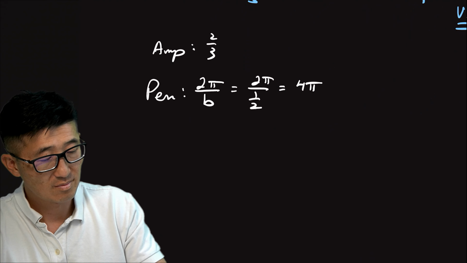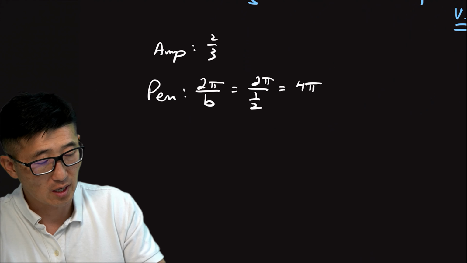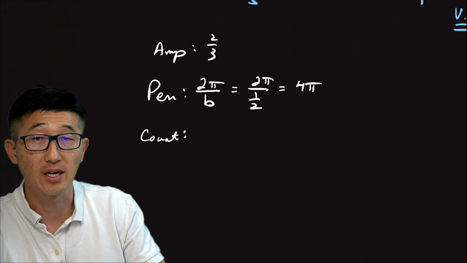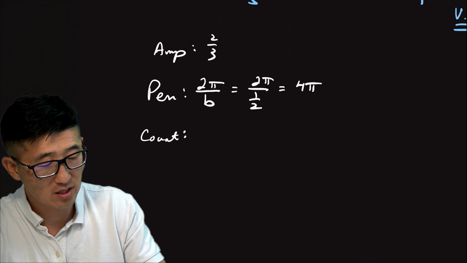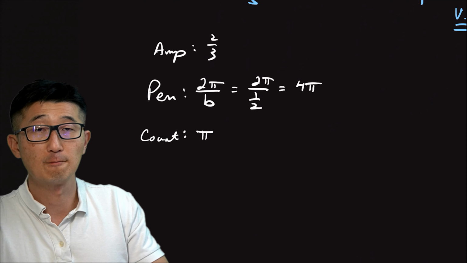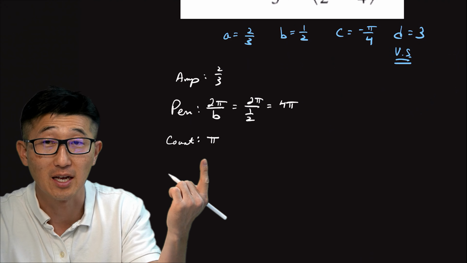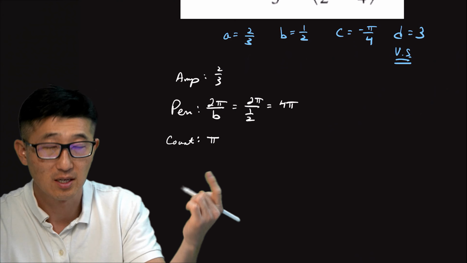Which is 4 pi. Okay. And then what do you do immediately after you get your period? You divide it by what? By 4. And we call that the count. So 4 pi divided by 4 is simply what? Pi. Good. So that means we're just going to keep on adding by pi, like pi, 2 pi, 3 pi, 4 pi. That's easy.